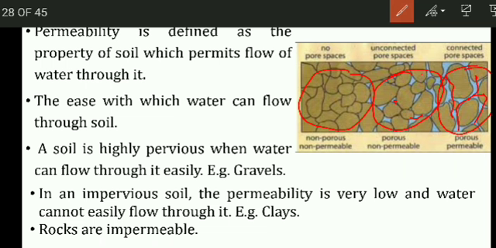In an impervious soil, the permeability is very low, as discussed here, right? The permeability in impervious material is very low and the water cannot easily flow through it. An example of impermeable soil is clay. Why clay? Because the clay particles are very fine and the pore spaces are very few, and as a result those pores are not interconnected, and that is why we call clay an impervious soil.